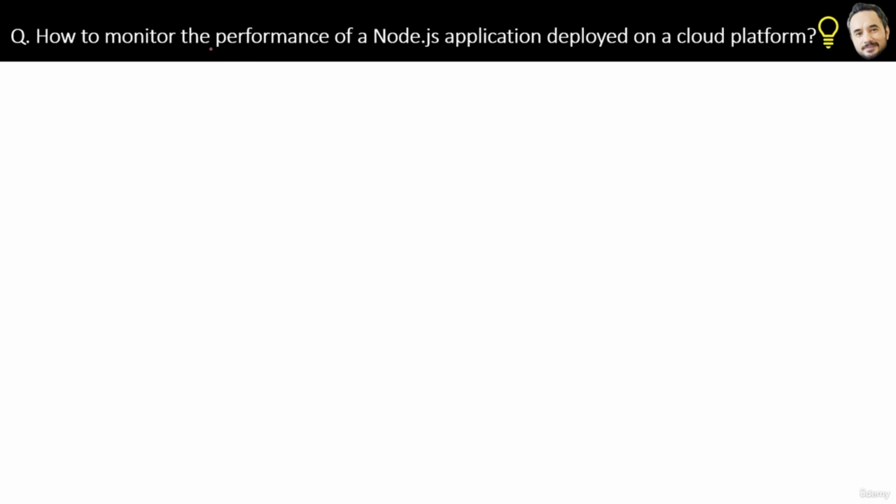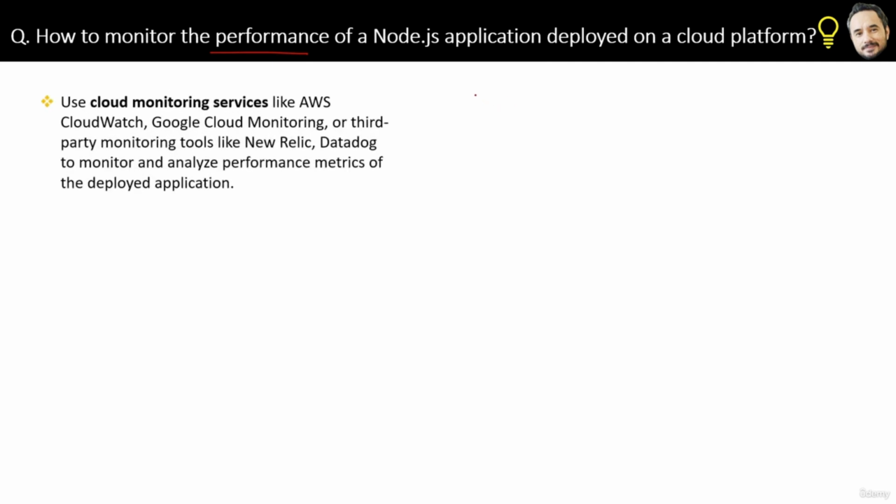How to monitor the performance of a Node application deployed on a cloud platform? Okay, again it's an out of syllabus question, but I think senior candidates who have experience with cloud can answer it. So you can use cloud monitoring services like AWS CloudWatch. In Google Cloud, it is Google Cloud Monitoring we call. Or there are third-party tools also like New Relic, Datadog. These are basically used to monitor and analyze the performance of the deployed applications.